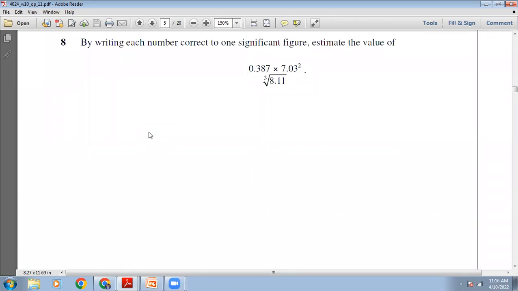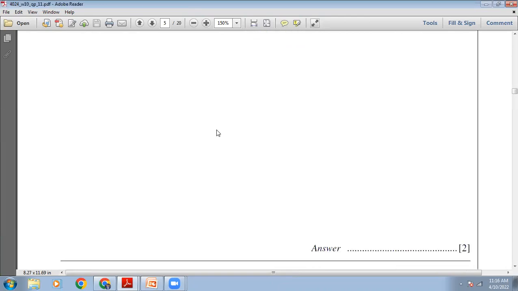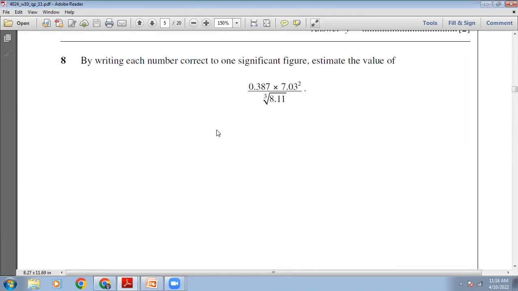Question number 8, by writing each number correct to one significant figure, estimate the value of 0.387 multiplied by the cube root of 7.03 square, divided by the cube root of 8.11. So we have to round them off to one significant figure, and then we can find the answer. It's a 2 marks question. And remember, we have to estimate. Okay, so let's start.